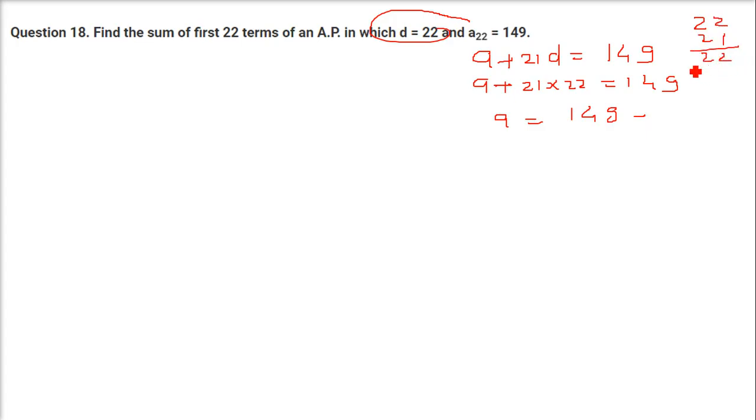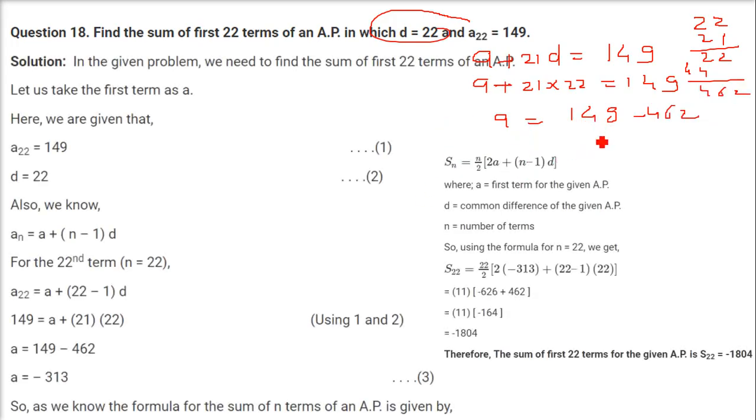This is going to be 22, 44, 462. So what do we get A as? It is going to be minus 313. A is minus 313. Now we have to find out the sum of 22 terms. A is known, D is known. S22 will be equal to 22 by 2 into 2A, that is 2 into minus 313, plus n minus 1, that is 22 minus 1, 21 into D.